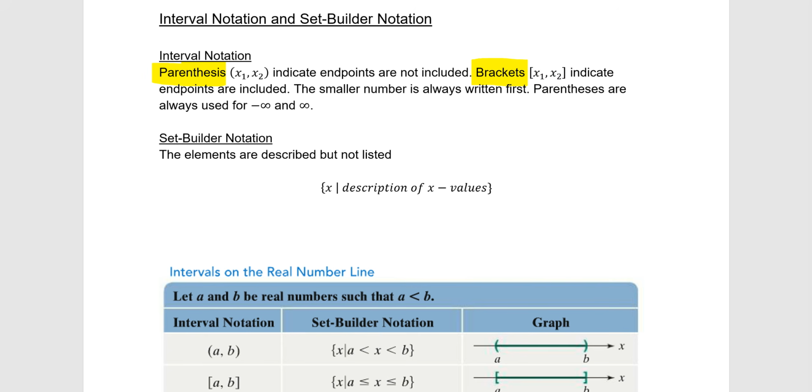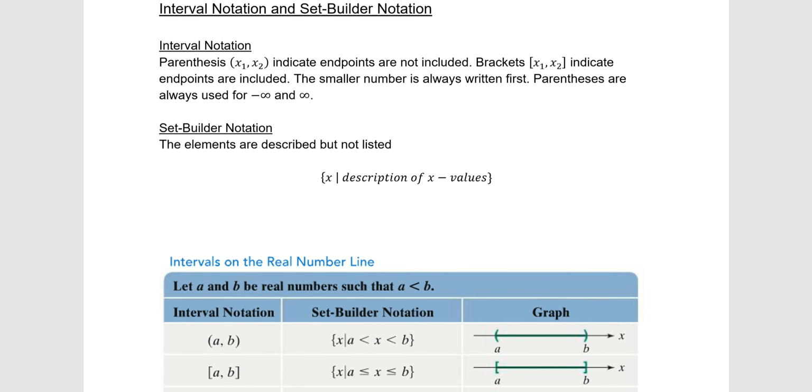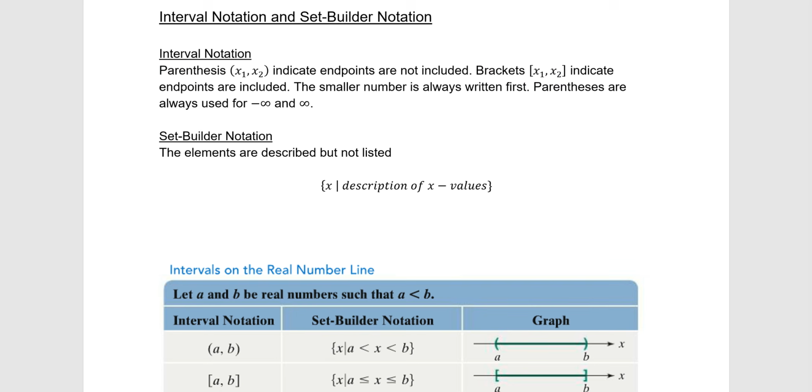For set builder notation, I'll be mostly using interval notation. For set builder notation, the elements are going to be described, but they're not necessarily going to be listed. So we'll see in an example in a little bit. We're going to have the normal set builder notation setup. It's the set of all x's such that, and then a description of x values. So a description of x values meaning something like x is greater than 4.